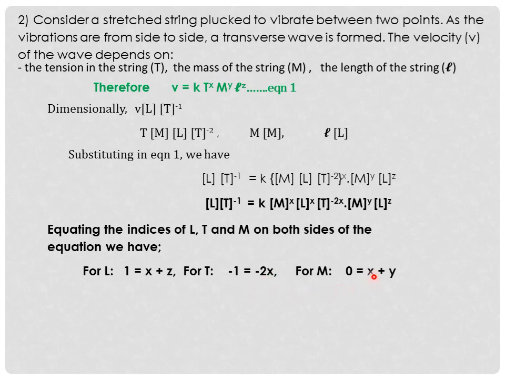And if we substitute x here as half, we are saying that 0 is equal to half plus y. So what do you think? The half will cross the equal to sign and become minus half. So y will be equal to minus half.